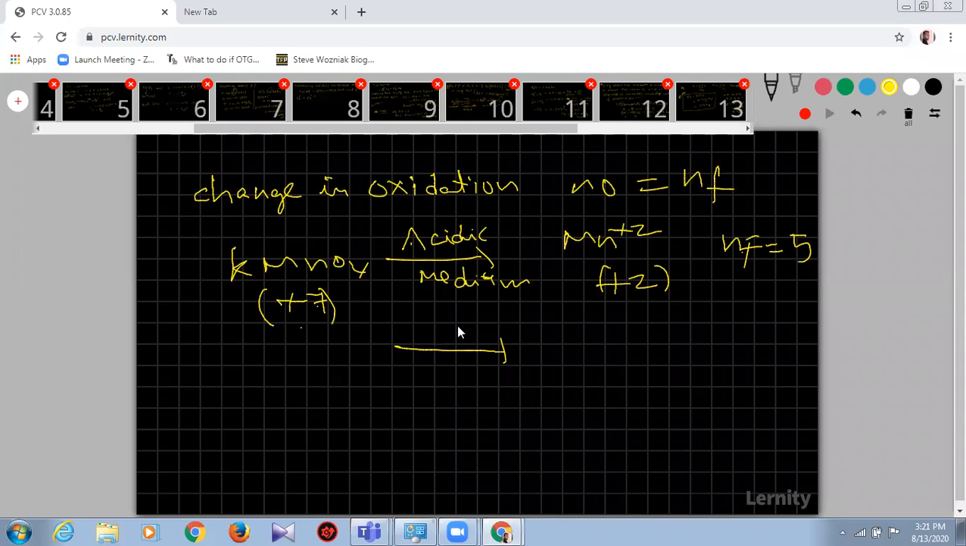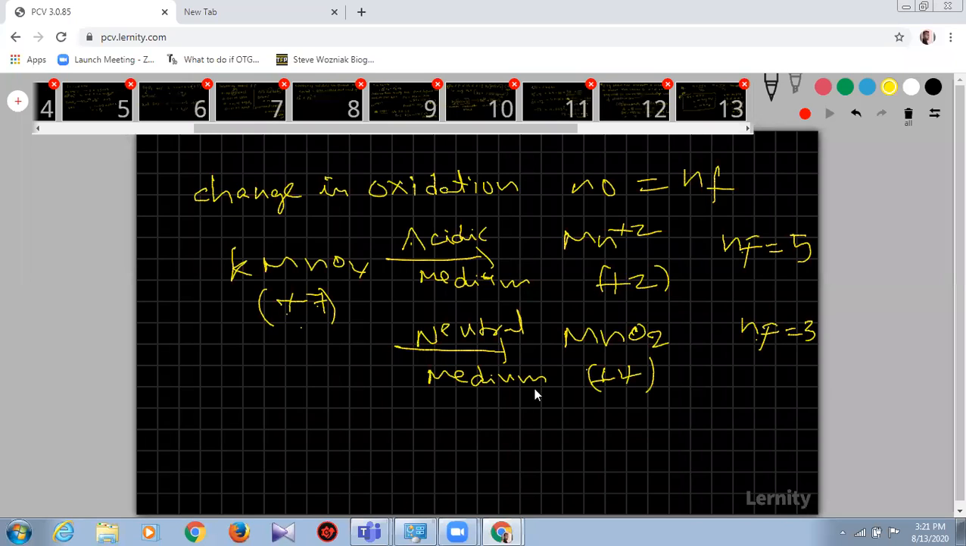Suppose you take neutral medium. What is the n factor here? It will convert into MnO2. What is the oxidation state here? Plus 4. Here it goes from plus 7 to plus 4. What is the n factor here? 3.